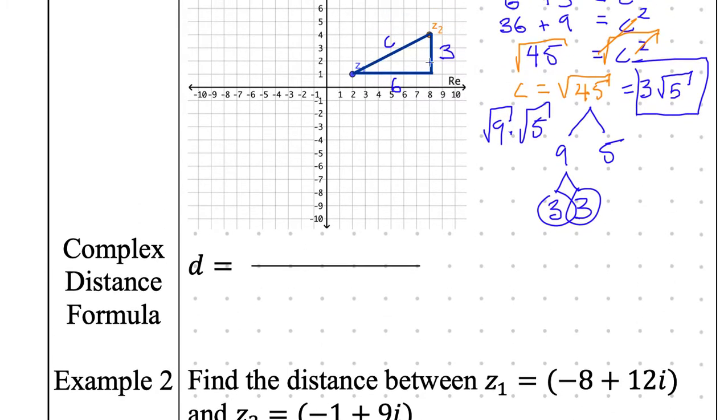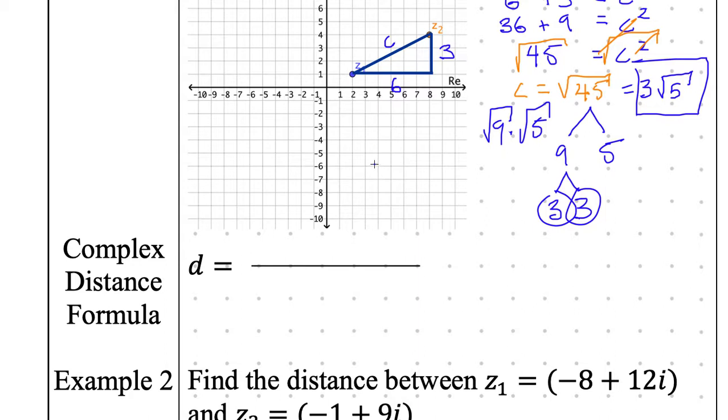The first step was finding 6. 6 was the distance between what and what? You can shout them out. What was 6? Distance between z1 and z2 on what axis? If you said x-axis, you would be incorrect. Say it louder and correctly. The real axis. We're finding the difference between the real of z1 and the real of z2.